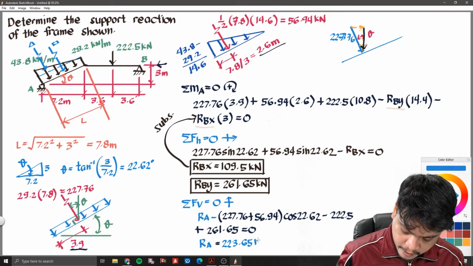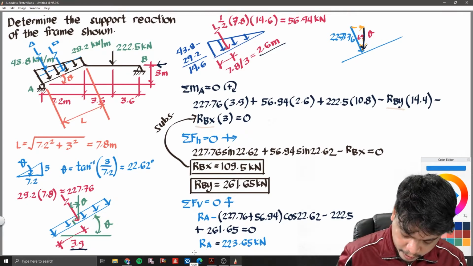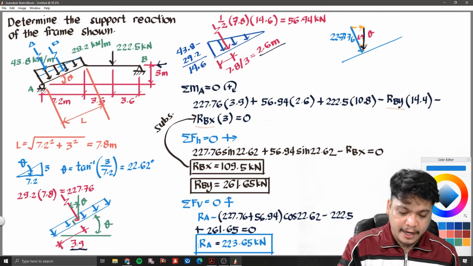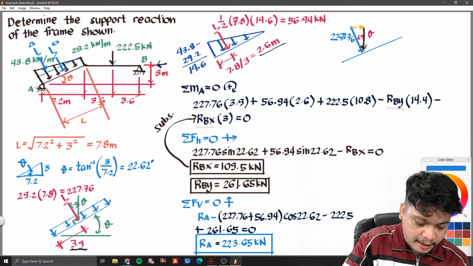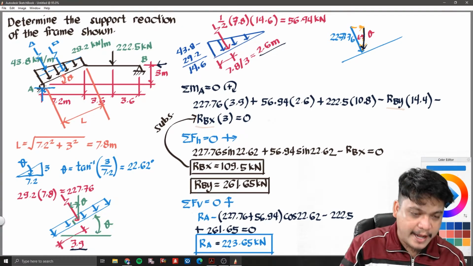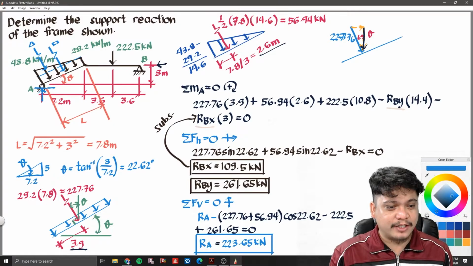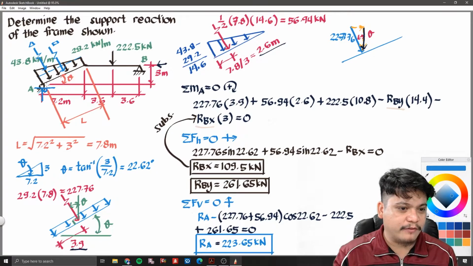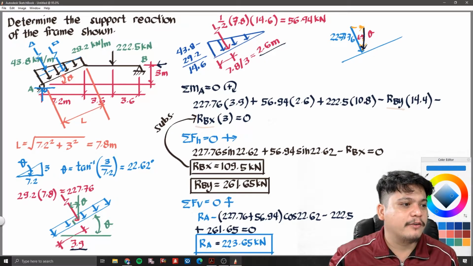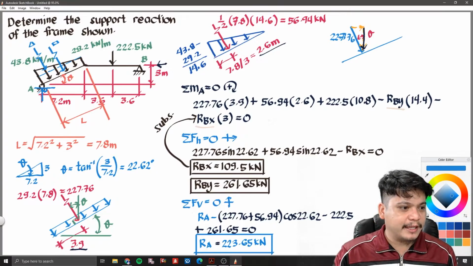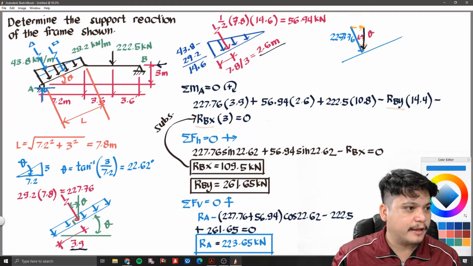223.65 kilonewton. Okay, so this is now the reaction at our roller. Again, yung roller natin, dapat perpendicular lagi dun sa ground. Kanina, yung ginawa natin naka-incline kasi, so yung reaction niya palagi dapat perpendicular dun sa pinaka-surface niya, no? Okay, so ito yung magiging sagot dun sa atin.